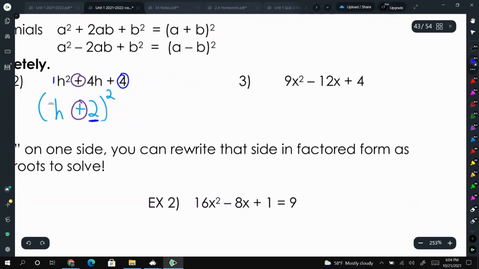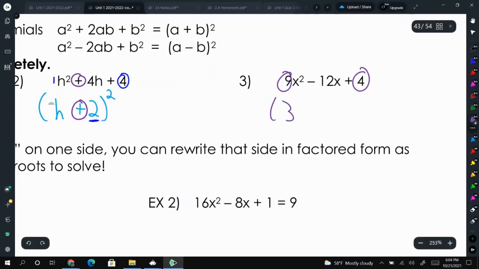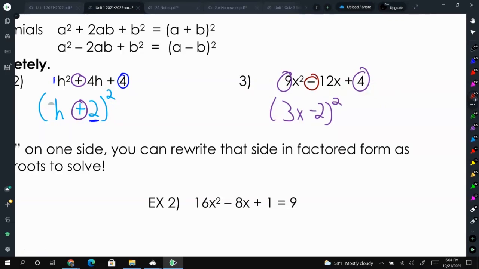Now, number 3 doesn't have an a value of 1, but it's still a perfect square trinomial. Your a term is 9, and your c term is 4. There's going to be 3x minus 2 squared. Again, it's minus because of that. So doing this quickly will be very useful when we do completing the square.